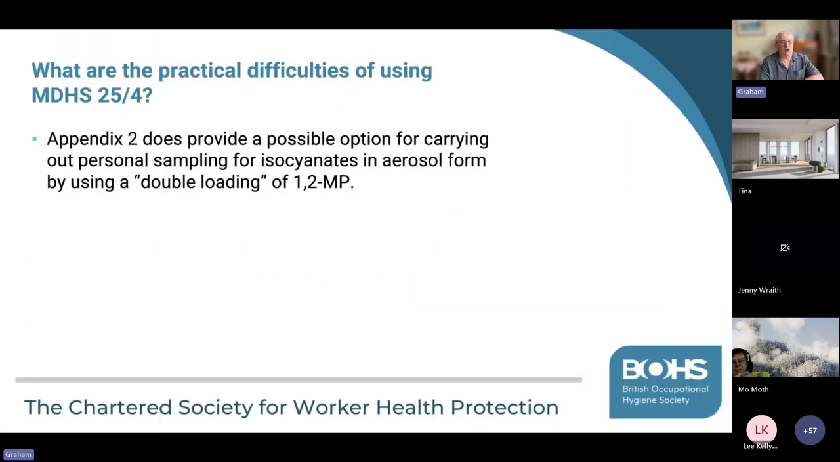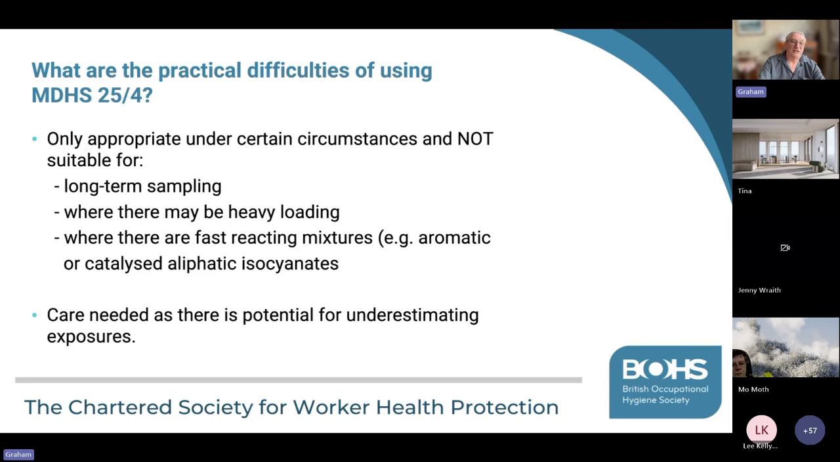If you have a look at Appendix 2 of MDHS 25/4, Appendix 2 does offer what appears to be a possible option for doing personal monitoring with isocyanates in the form of aerosols. Appendix 2 said that you can use a double loading of 1,2-MP in a sampling head. But there's another issue here. There's a big but associated with this. Appendix 2 points out that this is only appropriate under certain circumstances, and it's still not suitable if you've got long-term sampling, where there might be a heavy loading, or where there are fast reaction mixtures. So what we've got here is that this is throwing a little bit of a spanner into the works. It's putting some doubt in the system as to whether this Appendix 2 is suitable in your particular case.